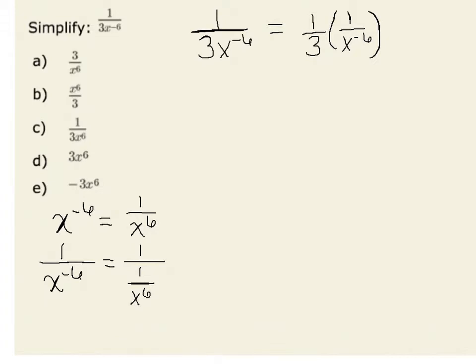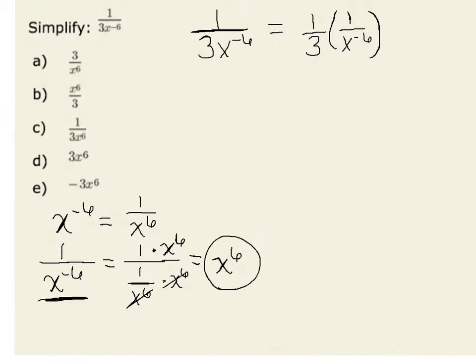To simplify this, we could multiply both the numerator and denominator by x to the 6th. This is the same as multiplying by 1. In my denominator, I will see that I have 1 over x to the 6th times x to the 6th. Therefore, x to the 6th cancels to make 1, and I am left with 1 times x to the 6th, or x to the 6th. This means that 1 over x to the negative 6th is the same as x to the 6th.